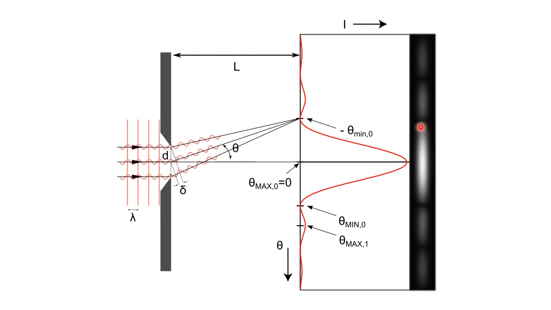So this is my first dark fringe, and the condition for this one is d sine theta 1 equals lambda. Now this is my second dark fringe. This is elevated at an angle theta 2, and the path difference in this case will be twice lambda.